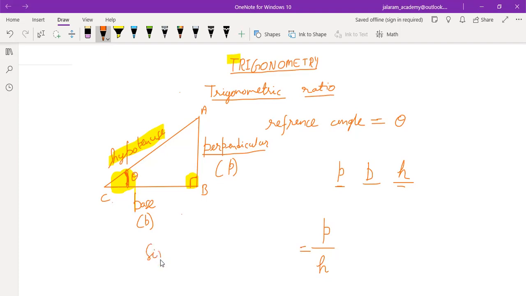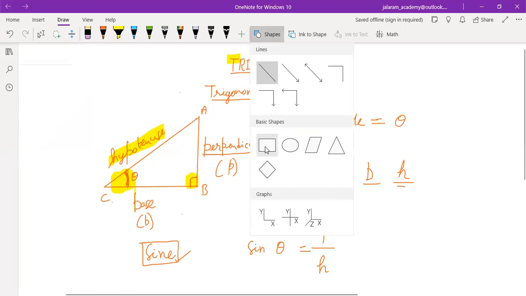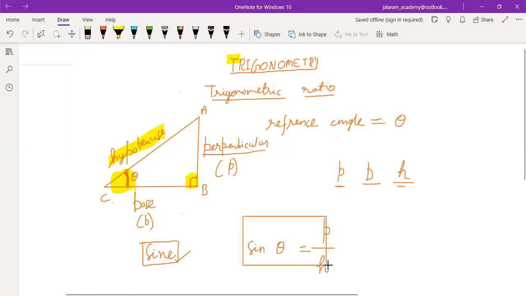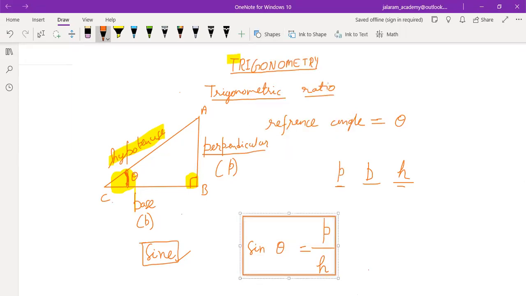It is the sine ratio. In short, it is denoted by SIN, but don't read it sin, it is sine theta. So the first ratio is sine theta, which is the ratio of perpendicular and hypotenuse.